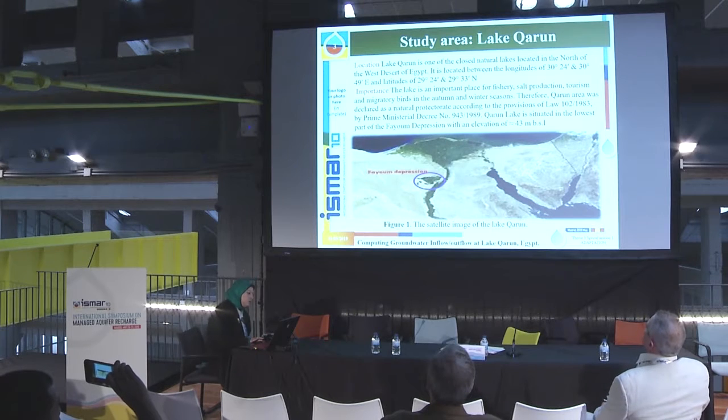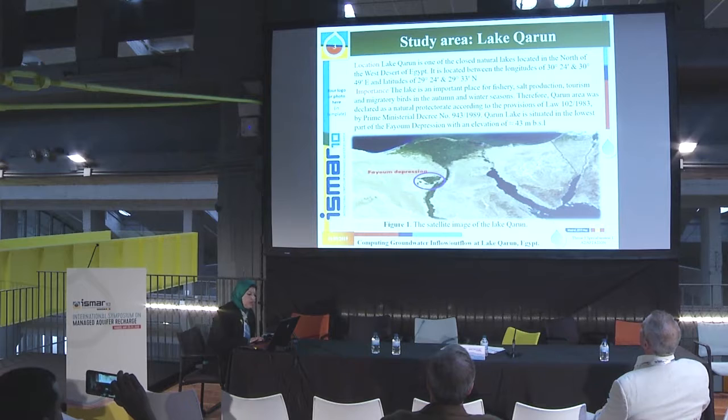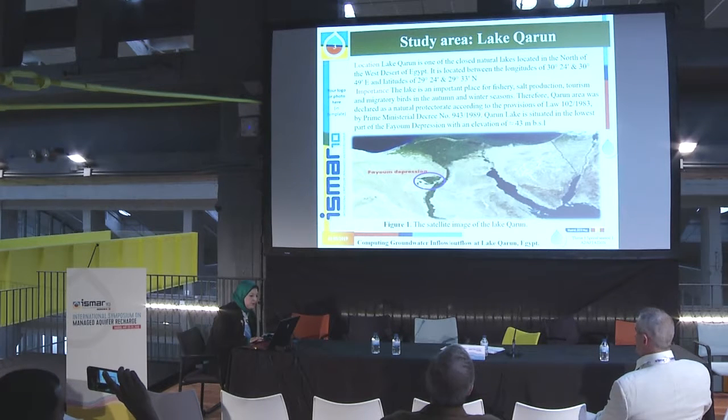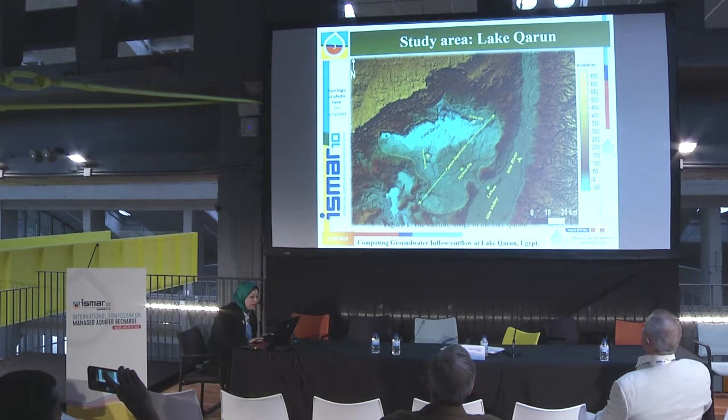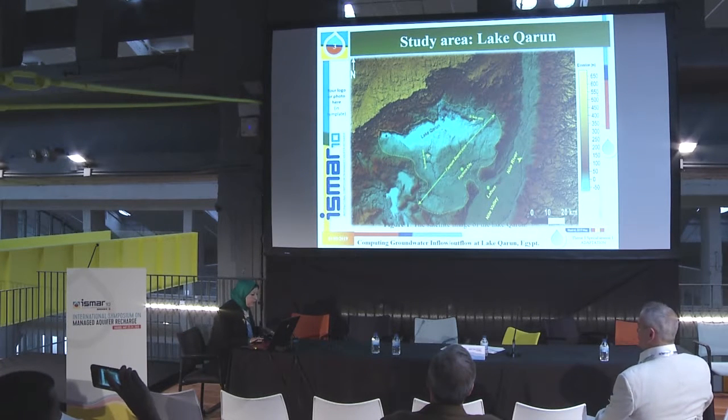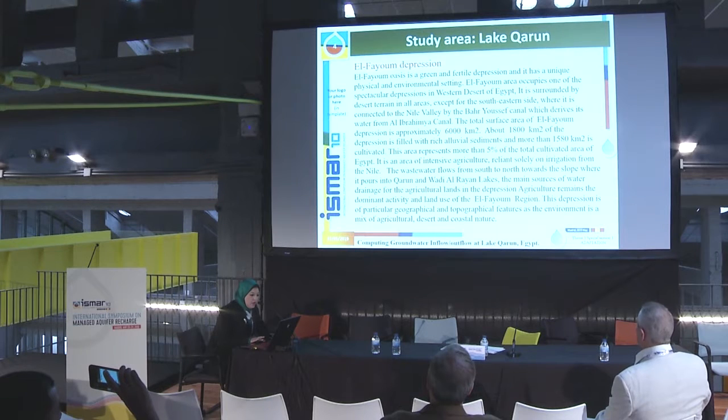The study area is Lake Karun. Lake Karun is one of the oldest natural lakes in the world. It is located in the north of the Western Desert of Egypt. It is an important place for fishery and salt production, tourism, and the migration of birds in the autumn and winter seasons. Lake Karun is located in the west part of the Al-Fayoum Depression, at an elevation 43 meters below sea level. Al-Fayoum Depression is a green and fertile depression.